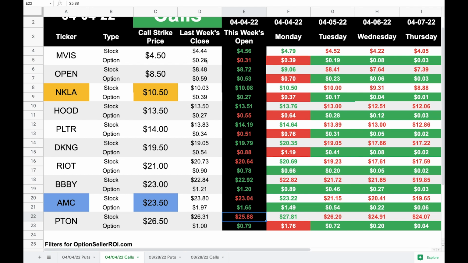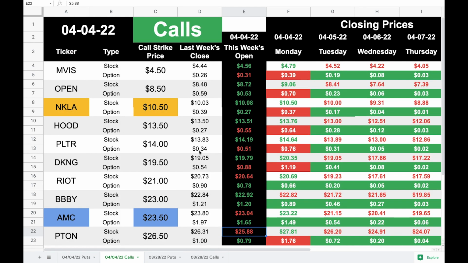If you see all these in the money plays, you're wondering why that's happening. It's because I'm running the screen on the weekend. And if you ran it market open Monday morning for that week, then you probably wouldn't see these types of plays.